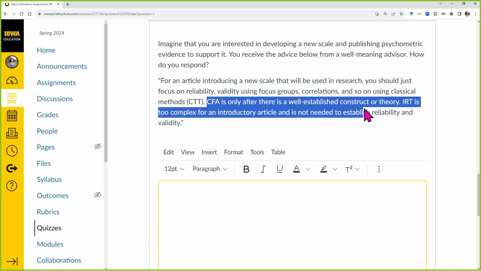CFA is only there after a well-established construct or theory. What do we think about this? You have a construct or a theory if you wrote items about it, right? You've got something to start with. My mantra is that you don't need to have the right answer, you just need to have a clue. If you have a clue, that you have an idea as to what you wanted to measure, you can set up a model to look at that and see to what extent you're right.